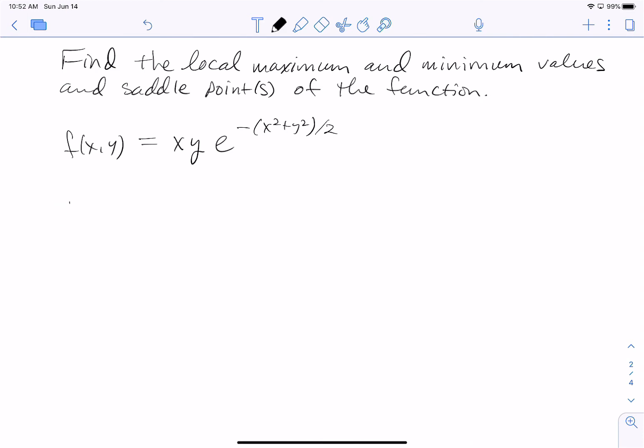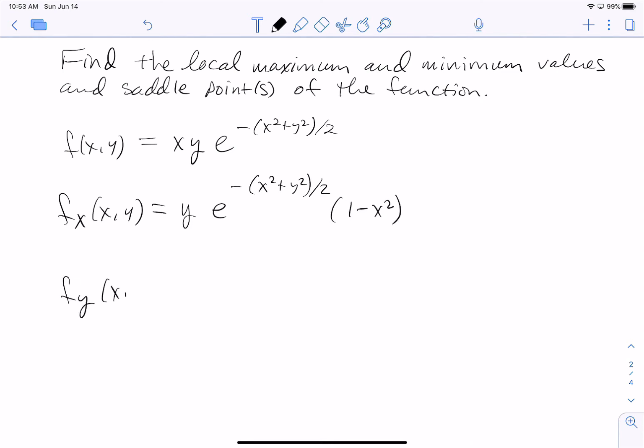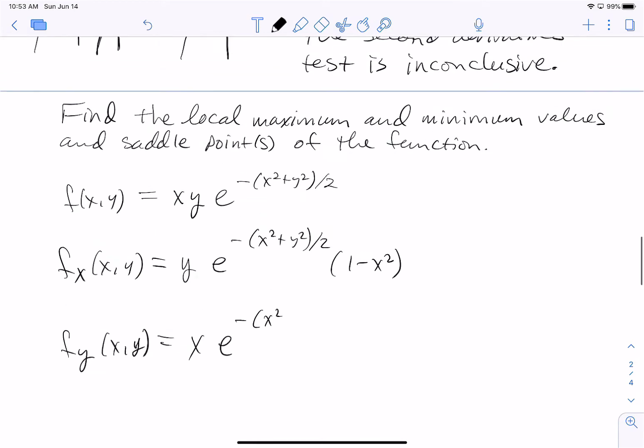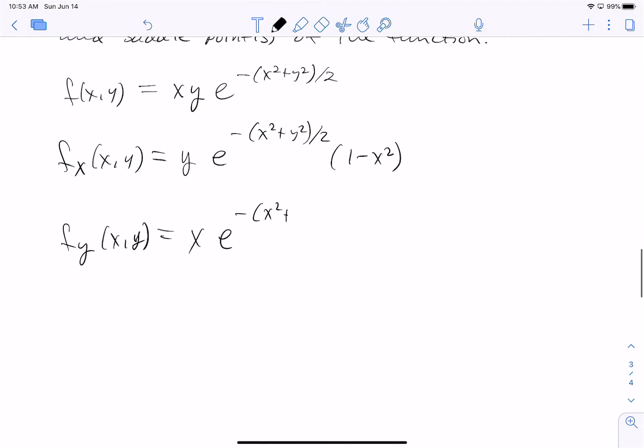You should confirm on your own that fx of (x,y) is equal to y e to the negative quantity x squared plus y squared over 2 times 1 minus x squared. And fy, the partial with respect to y, of (x,y) is equal to x e to the negative quantity x squared plus y squared over 2 times 1 minus y squared.